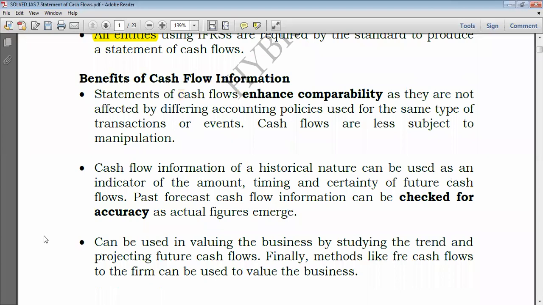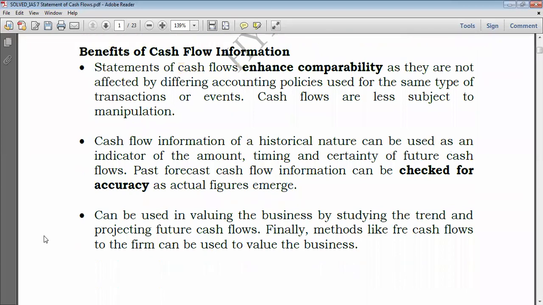All right, let's just go and take a look at the benefits of cash flow information. How does cash flow information help us? First of all, a statement of cash flows enhances comparability. This is a very, very important point. What do we mean by saying it enhances comparability? You know, the cash flows are not affected by accounting policies. You change the accounting policies, cash is the same.